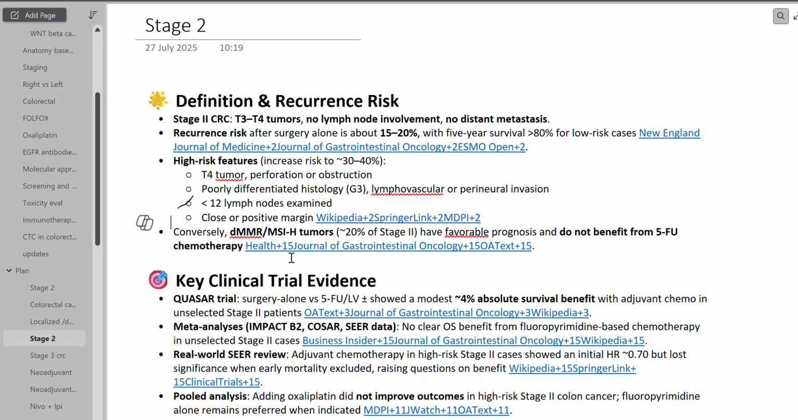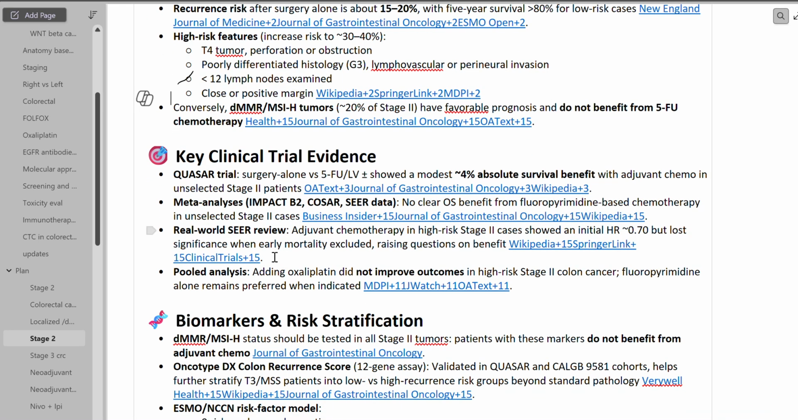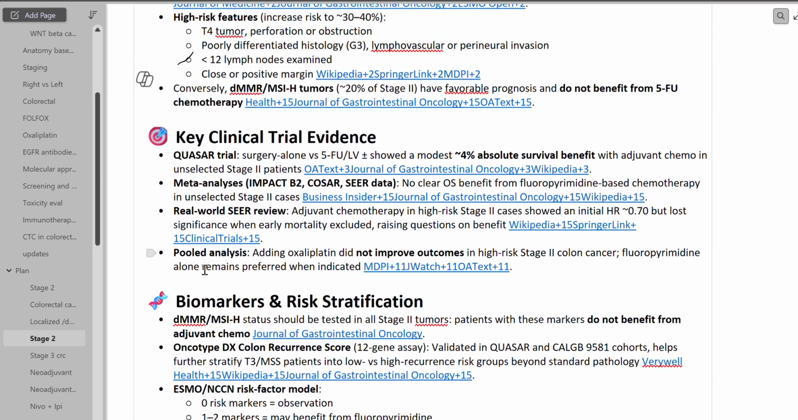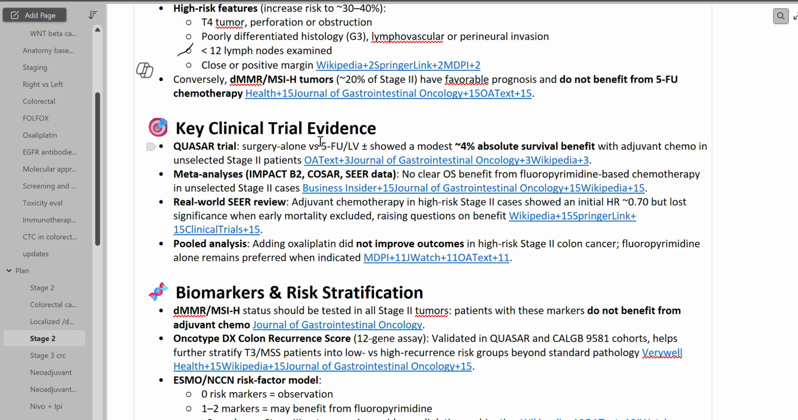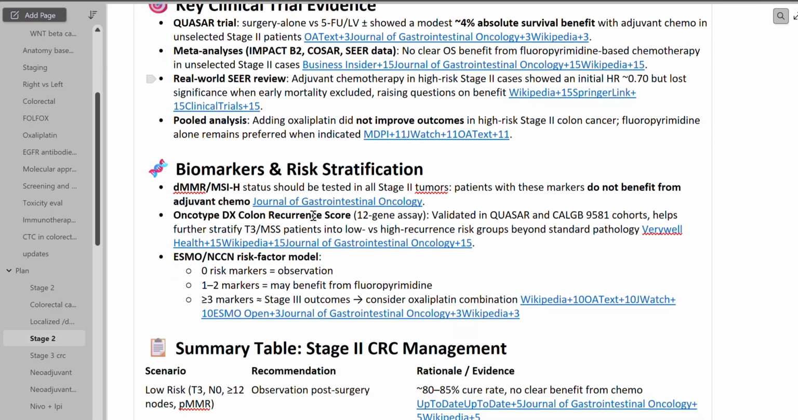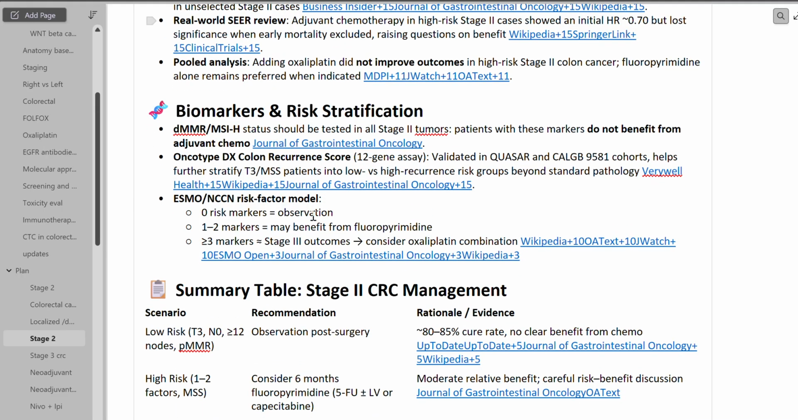Okay, and here in stage 2 high risk, there is a QUASAR trial. And there's some pooled data that says that there is only a moderate benefit of adding adjuvant chemo in unselected stage 2. So you could give adjuvant 5-FU leucovorin single agent, or you could give capecitabine in stage 2.